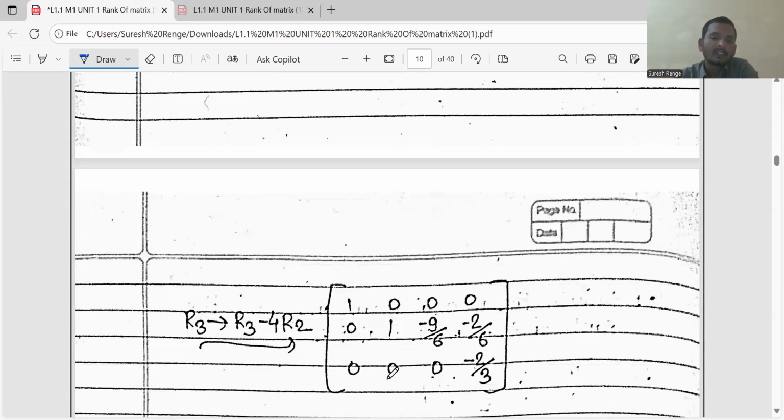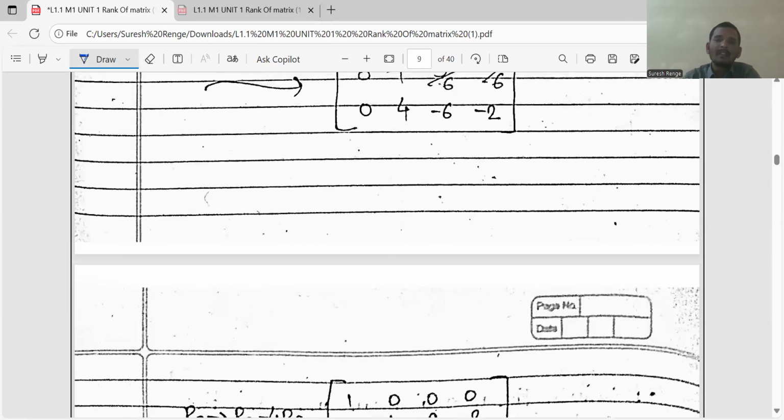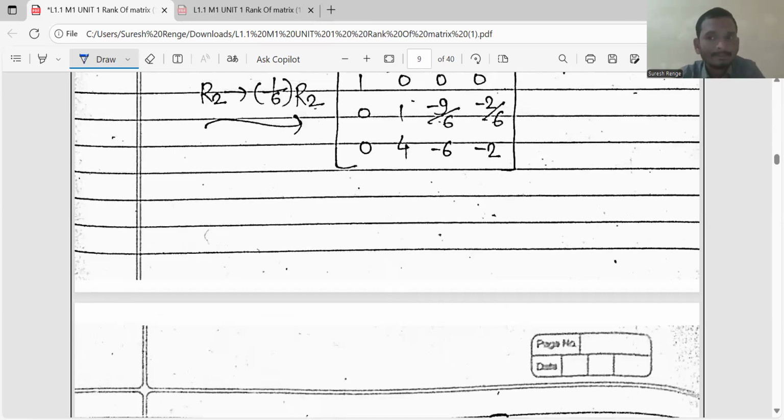Now this matrix will become... now apply these operations. The leading element of row number 2 will become equal to 1. Now what operations do we want to do? Whatever elements lie below that leading element, we want to make them equal to 0. Here the 4 is the element which lies below that leading element. We want to make that 4 equal to 0.